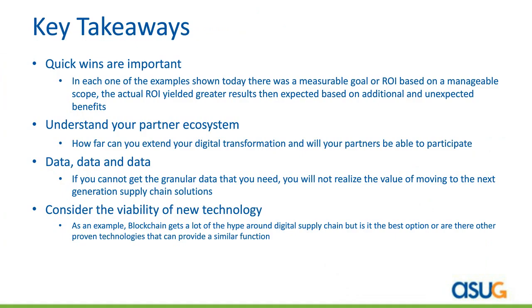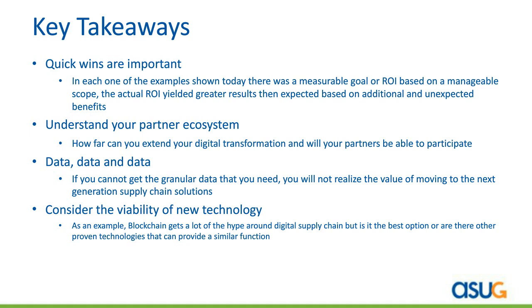So what are some takeaways from the examples? First, quick wins are important. I can't stress that enough. Making the migration to the digital supply chain, if you look at it all in one, it's going to be a daunting task. So really take a look at what you can do today to get a measurable ROI and make the scope manageable. And what you will find is that the actual ROI that you get out of this typically is larger than what you expect if you do it in an iterative way where you can get quick wins.